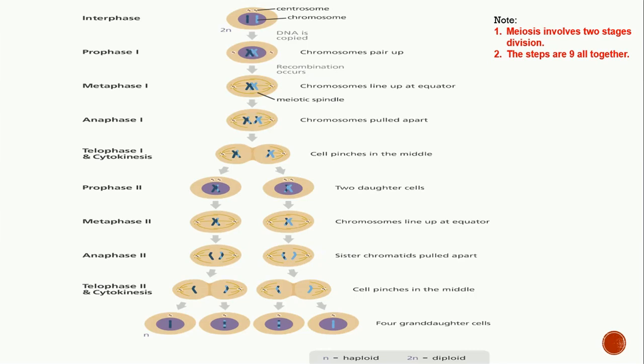Now take note of something. At prophase 1, chiasmata is formed, and it is at this chiasmata that crossing over of chromosomes or nucleic acid takes place. The meaning is that the chromosomes mix together to bring about variation. So take notes, take time, and go through this image.